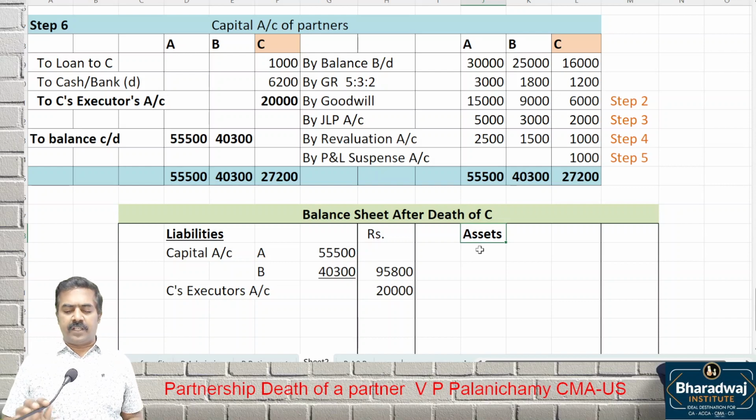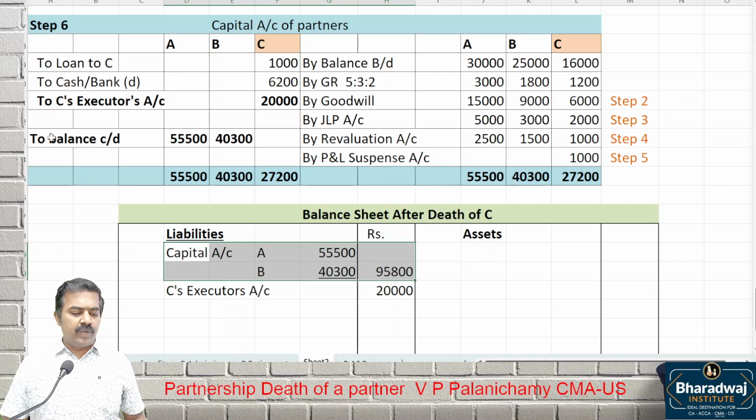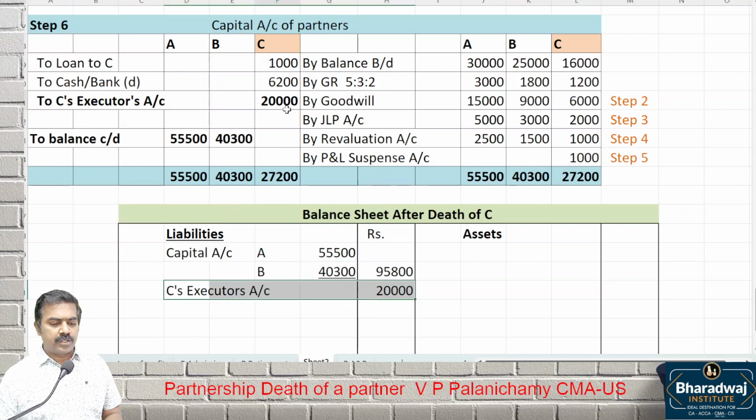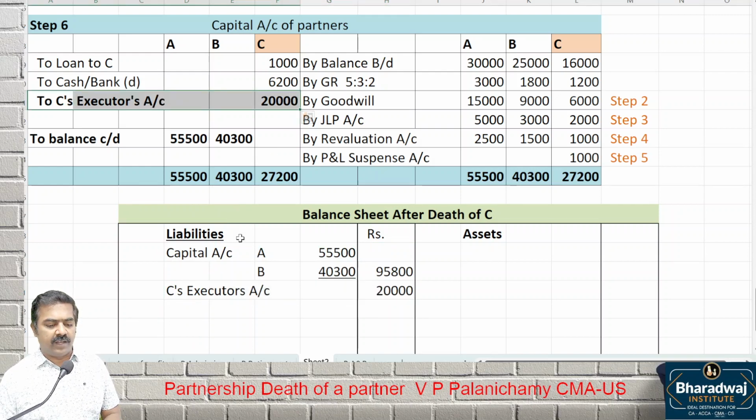Prepare the balance sheet after the death of the partner. Capital account will come: 55,500 and 40,300. C's executor's account: this 20,000 amount payable to C will come.